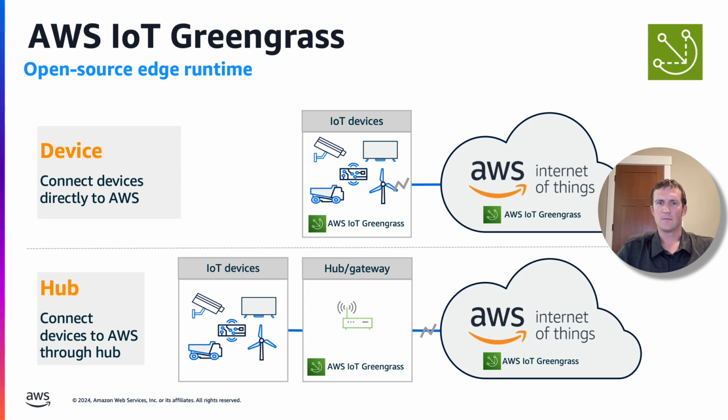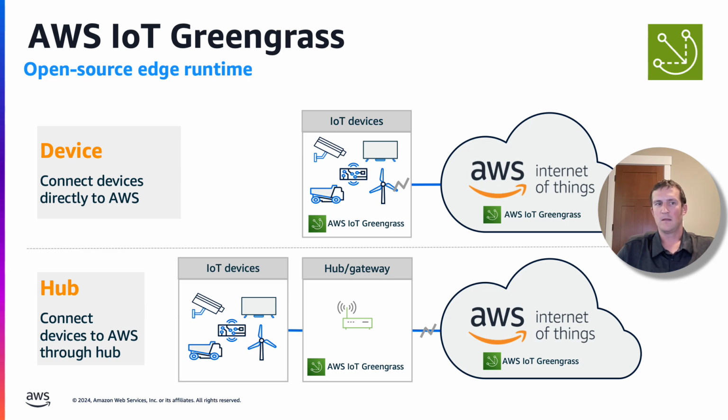AWS IoT Greengrass has multiple ways it can be used to build IoT devices and device software. As you can see here, there are 2 primary deployment methods. The first being on devices that directly connect to the AWS cloud. These could be, as you can see in the picture here, IoT-enabled cameras, consumer devices, industrial equipment, vehicles, any of the devices that actually have the capability to connect directly to the AWS cloud using AWS IoT Greengrass.